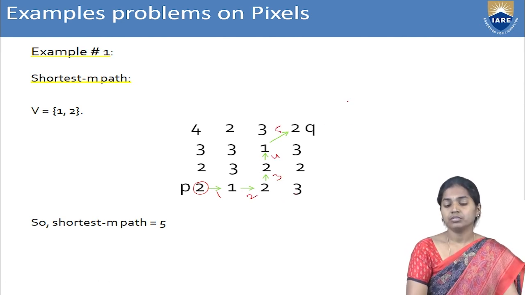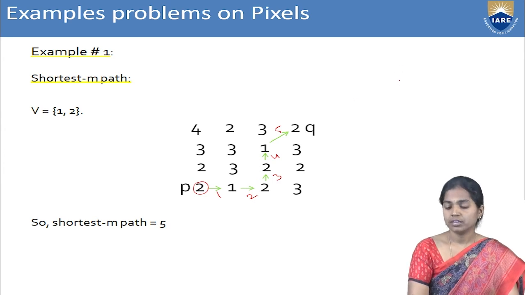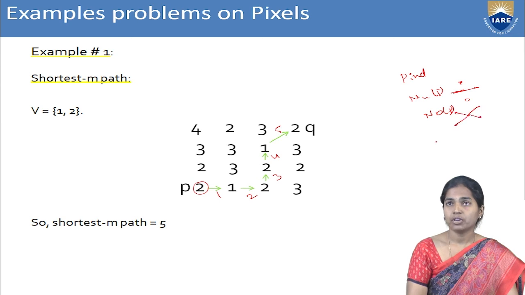So in this session, what is meant by pixel, and what are the relationships between pixels? N4 of P means we need to consider left, right, top, bottom. And D of P means we need to consider the diagonal form only. And N8 of P means N4 plus the diagonal form, that is, right, left, top and bottom. So this is N8 of P, in M adjacency, 4 adjacency and 8 adjacency.